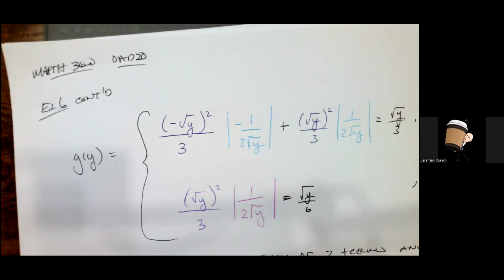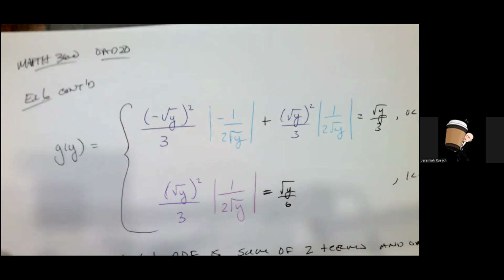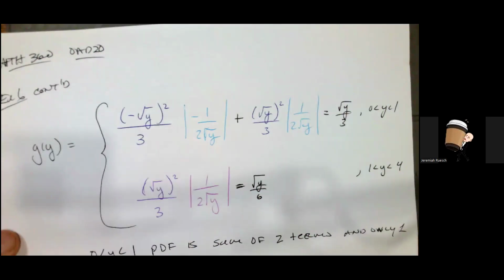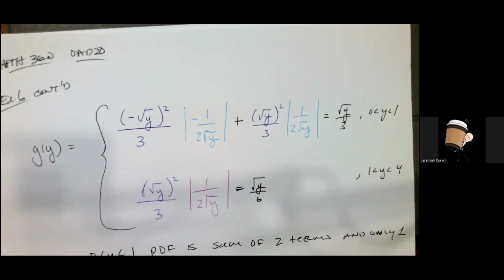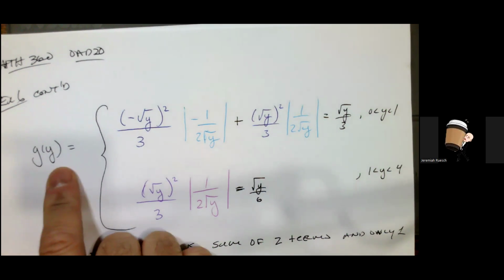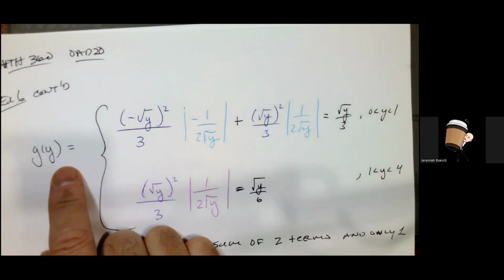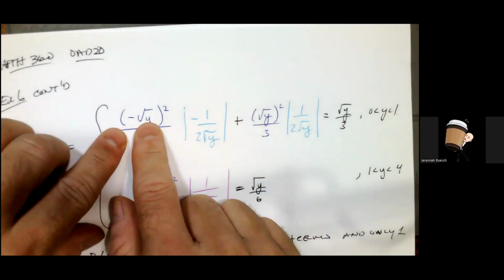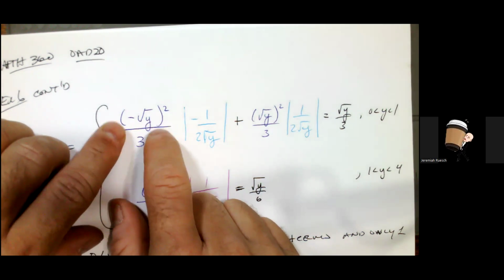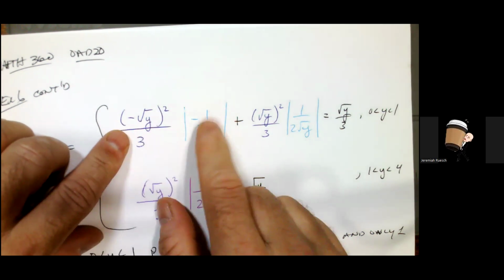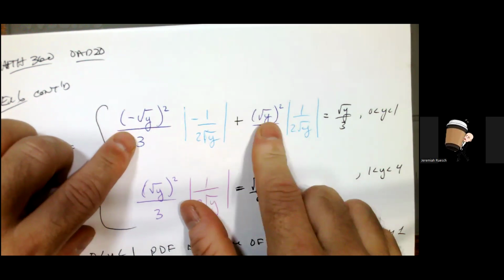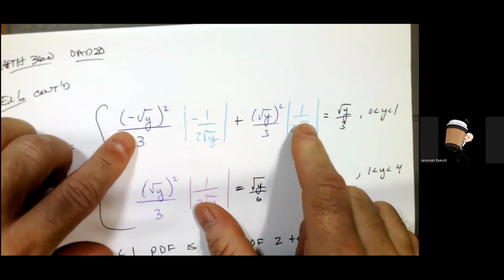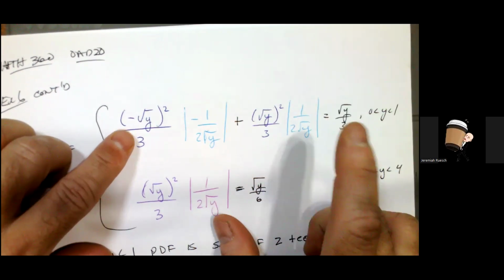And so finally, we consider the PDF of Y. We'll call it g of y, since f was taken by the PDF of X. We plug this in. You get the square root of negative y, this is for x1, squared over 3 times the derivative, plus for x2, the square root of y squared over 3 times the derivative, which is 1 over 2 square root of y.